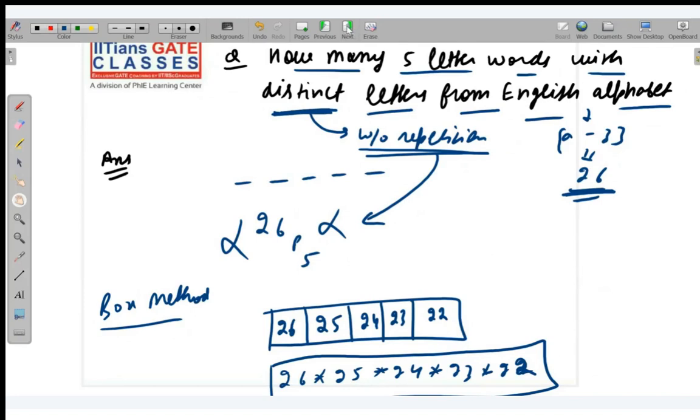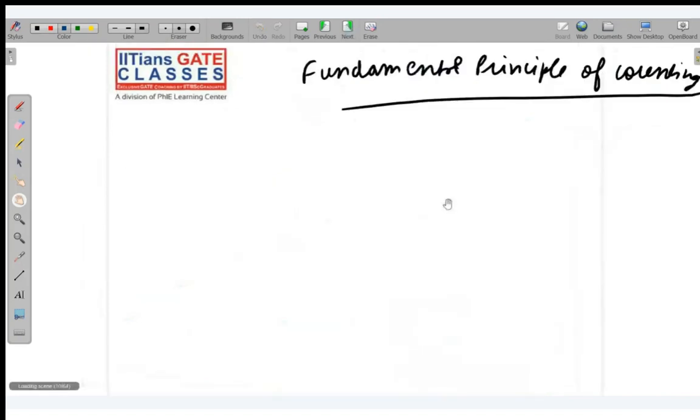I'm jumping now. So next is the fundamental principle of counting. What it is saying: the basic confusion in everybody's mind is when to apply multiplication, when to apply addition. So let me show you.